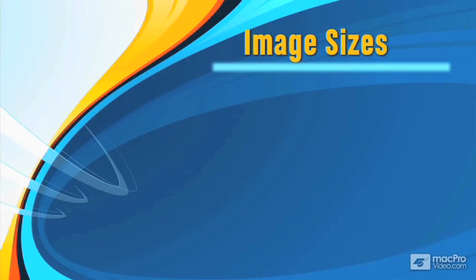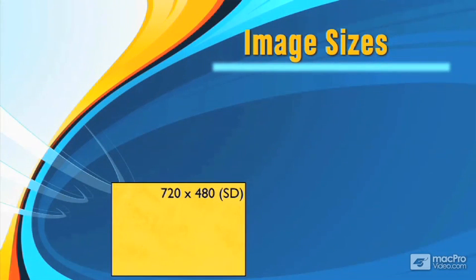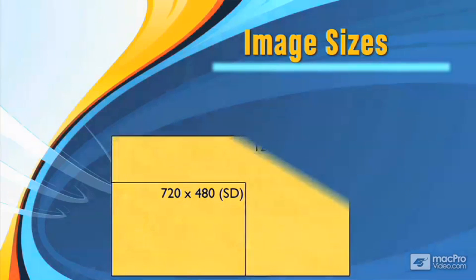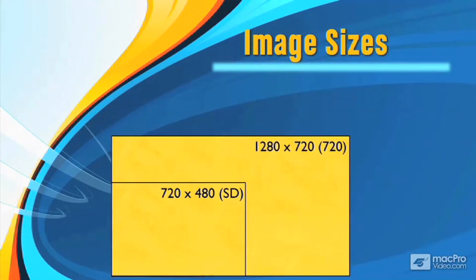The next big criteria, in addition to codec, that is to say how it's compressed, is image sizes. This is an image of a standard def NTSC picture, 720 pixels across by 480 pixels high. The smallest HD format is 1,280 pixels across by 720 pixels high.